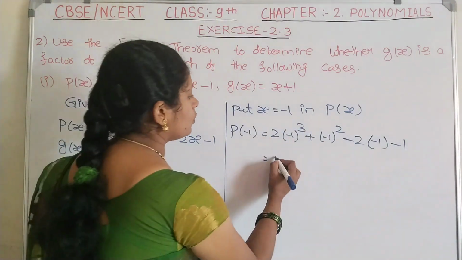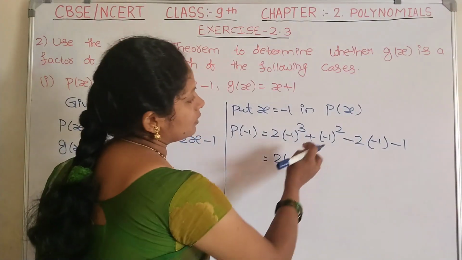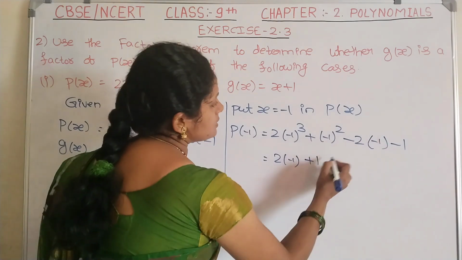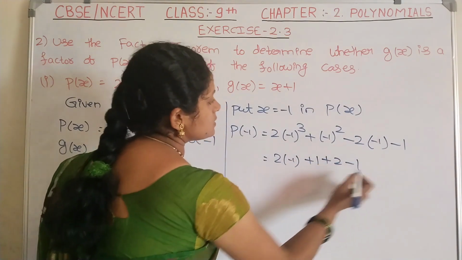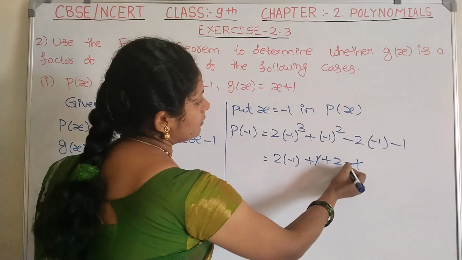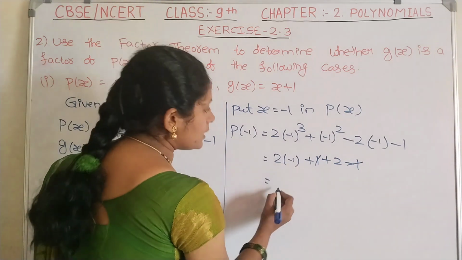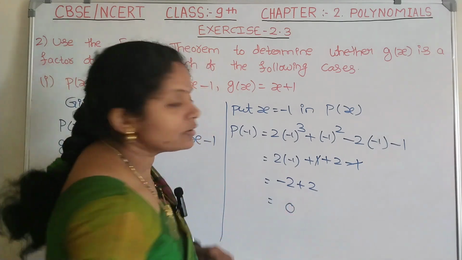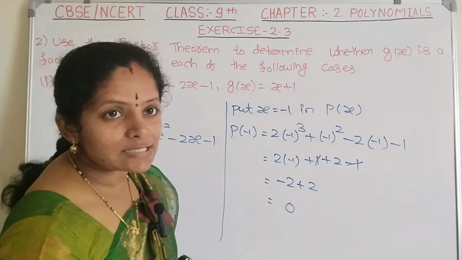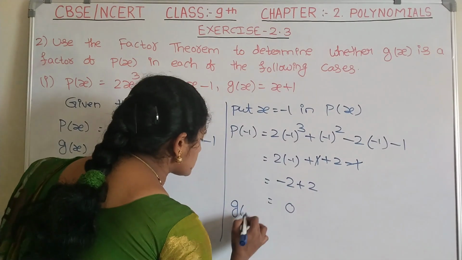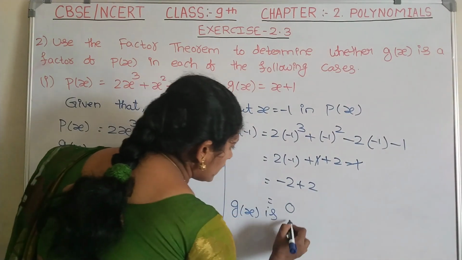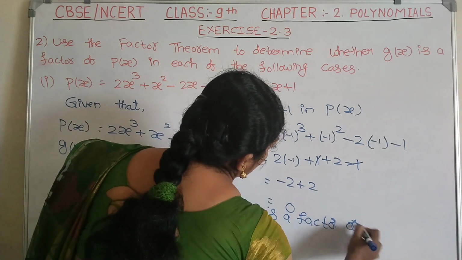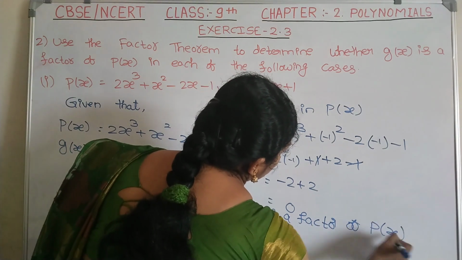Minus 1 whole square is plus 1. Minus into minus is plus 2, minus 1. Plus 1 minus 1 will get cancelled. 2 into minus 1 is minus 2, plus 2. Here also we get the 0. As we got the 0, we can say that g of x is a factor of p of x.